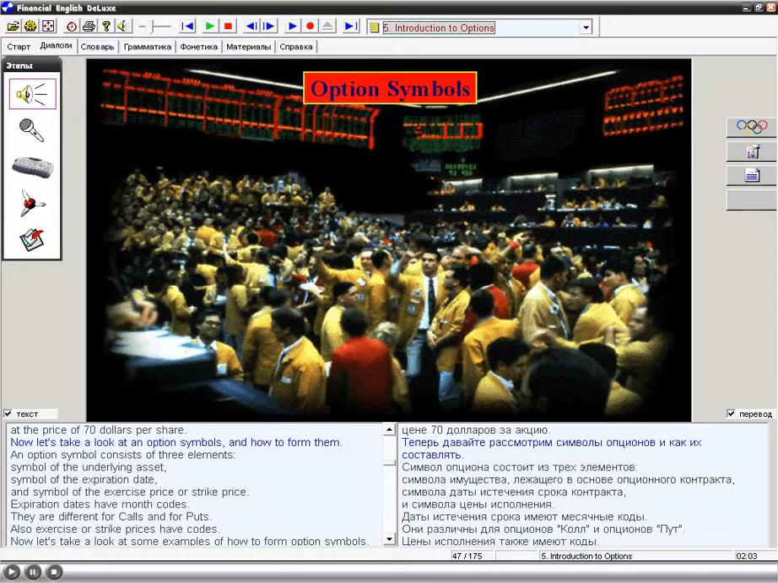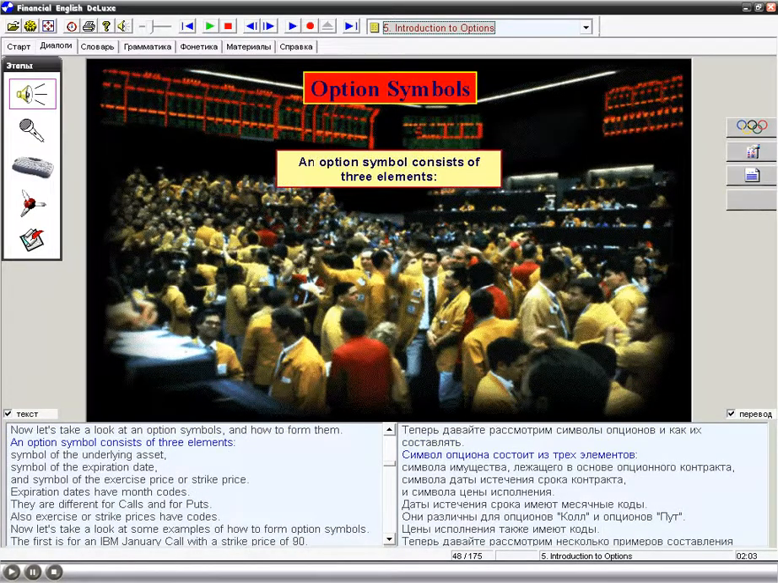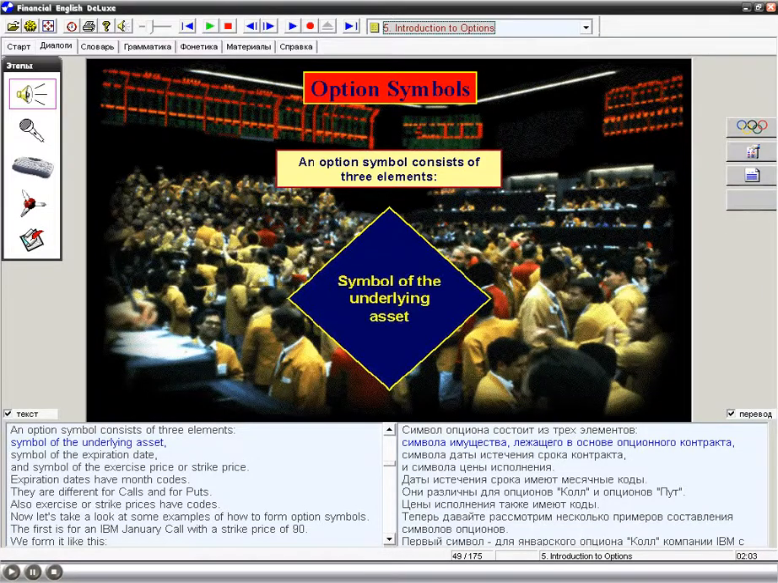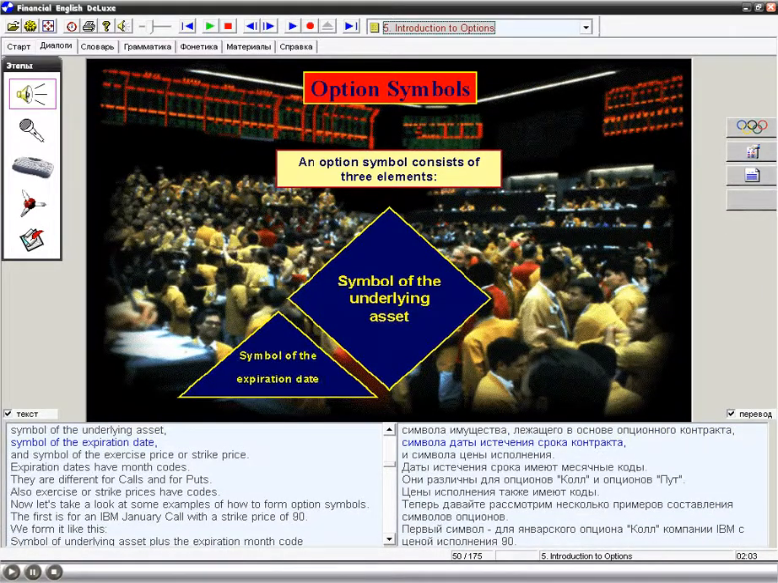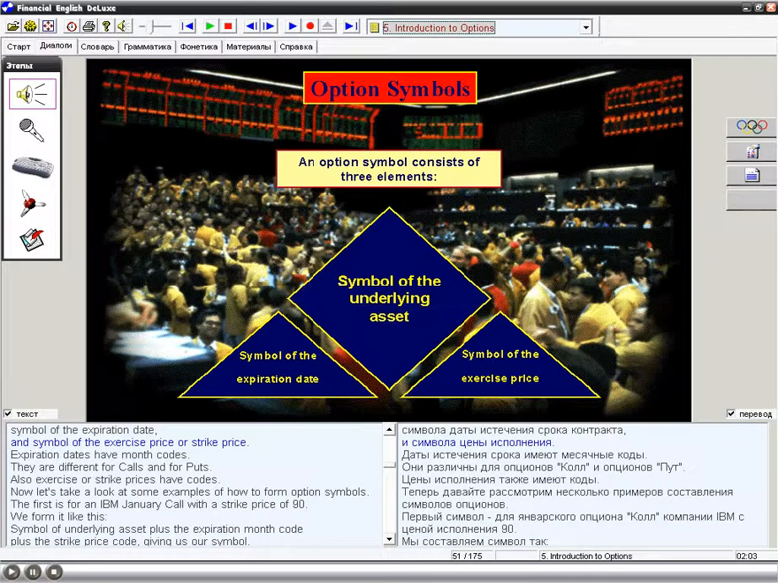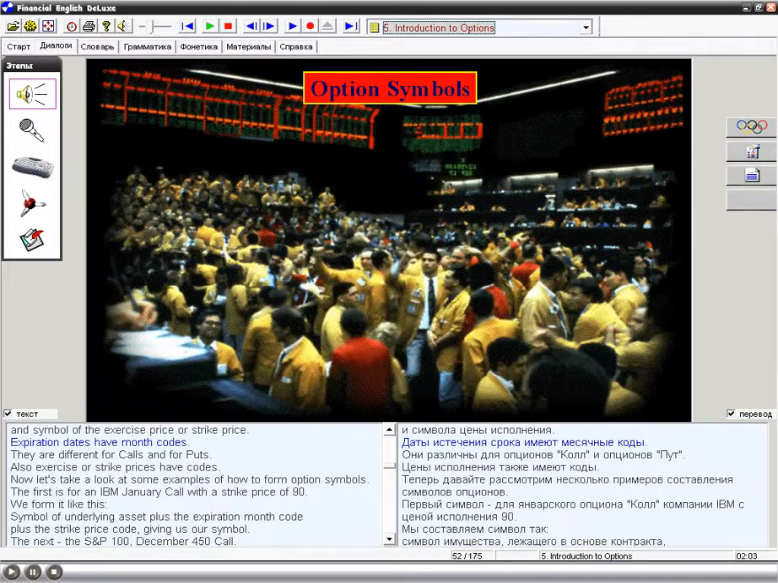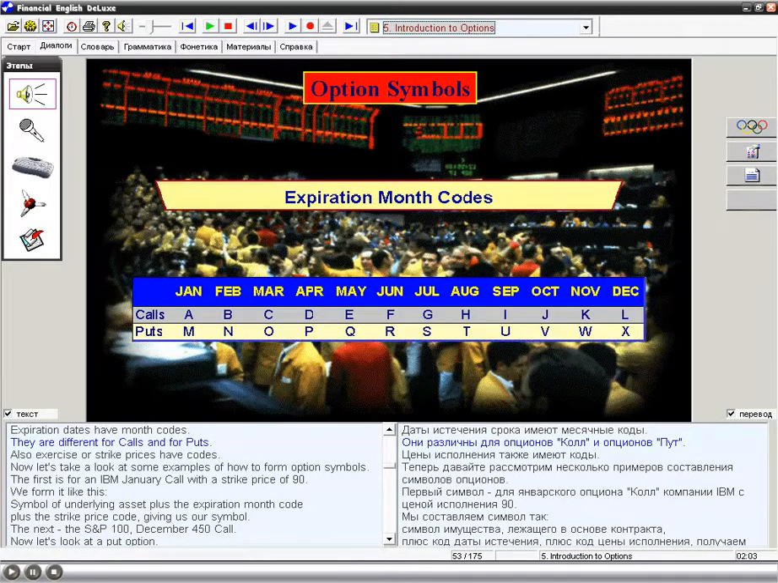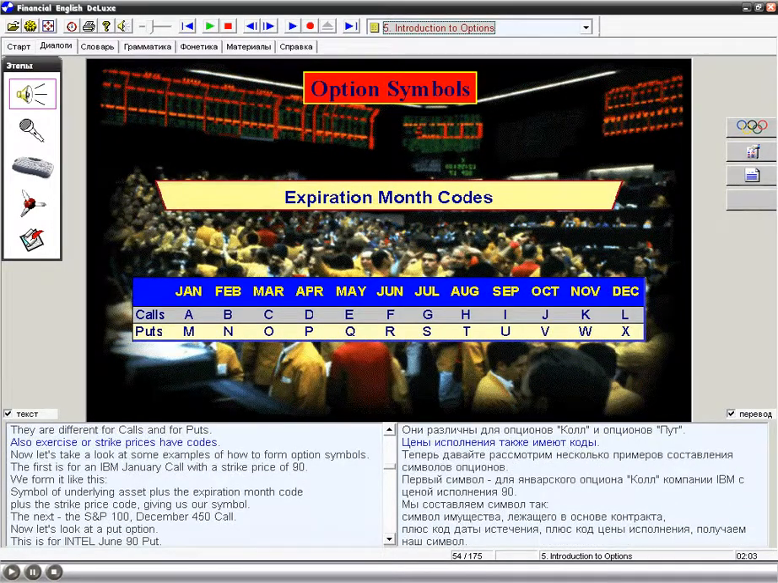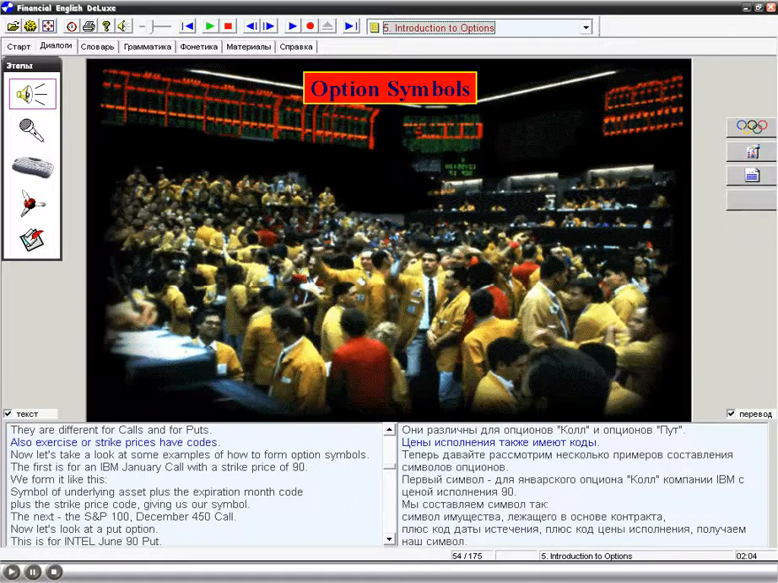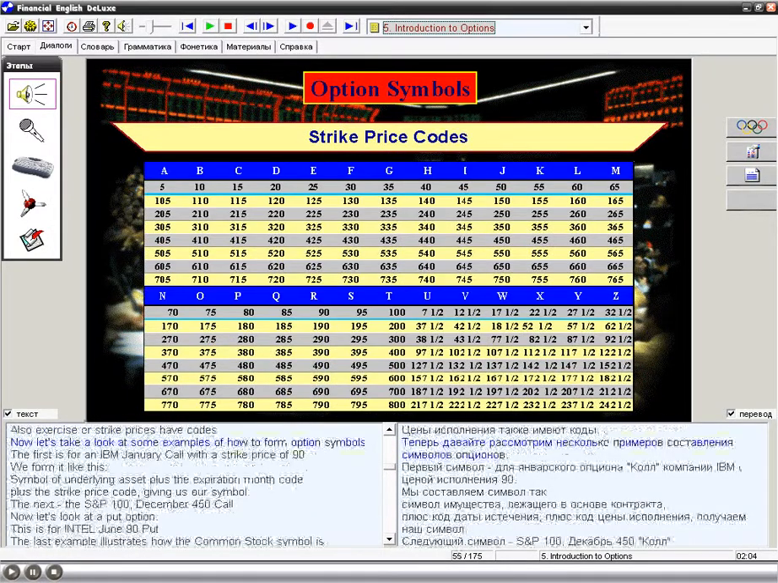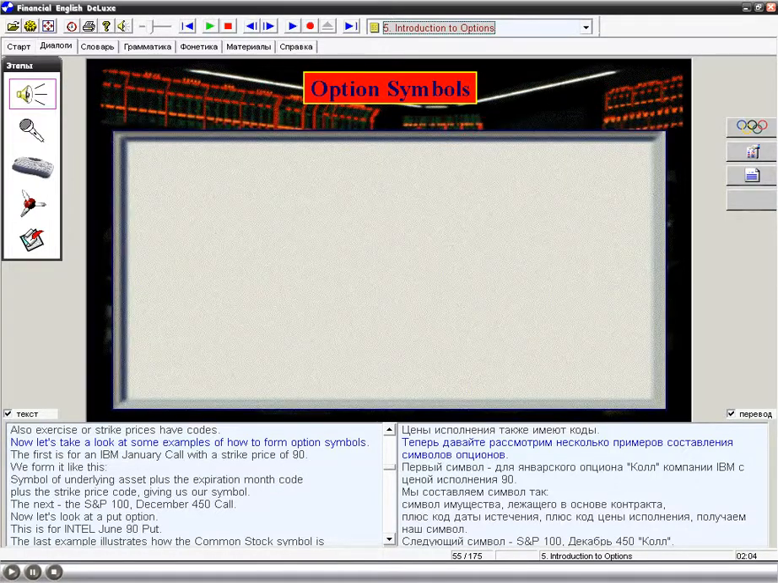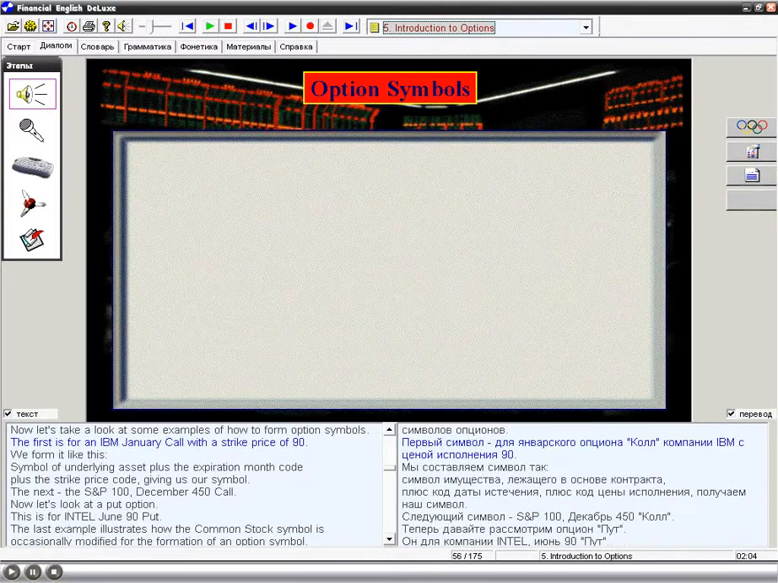Now let's take a look at option symbols and how to form them. An option symbol consists of 3 elements: symbol of the underlying asset, symbol of the expiration date, and symbol of the exercise price or strike price. Expiration dates have month codes. They're different for calls and for puts. Also, exercise or strike prices have codes.